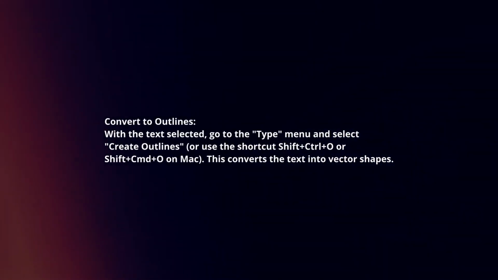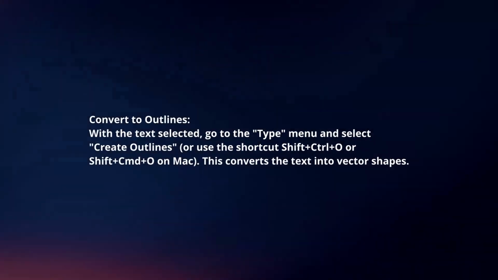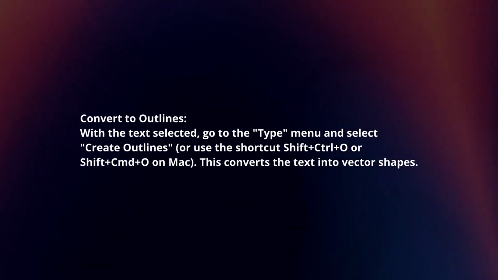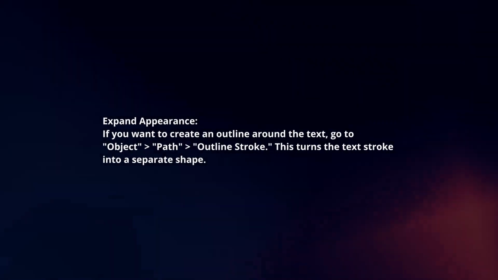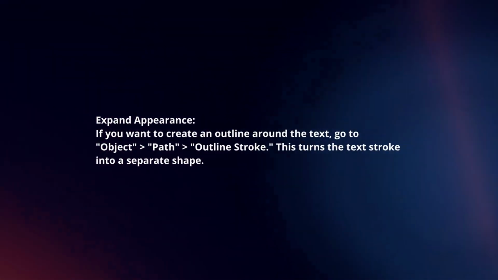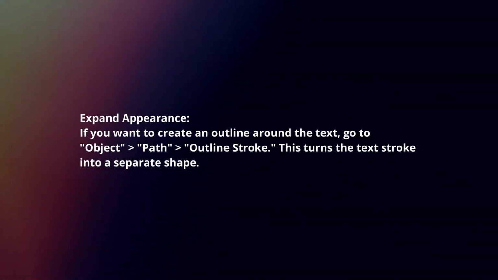Convert to outlines. With the text selected, go to the Type menu and select Create Outlines. This converts the text into vector shapes. Expand appearance. If you want to create an outline around the text, go to Object, Path, Outline Stroke. This turns the text stroke into a separate shape.